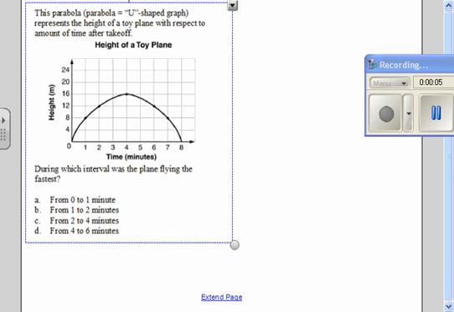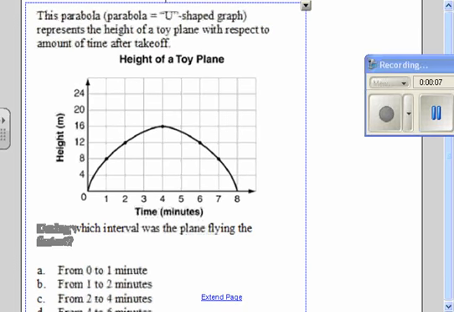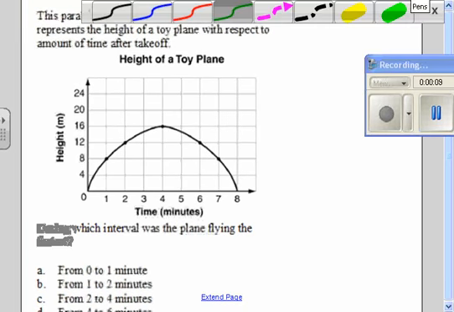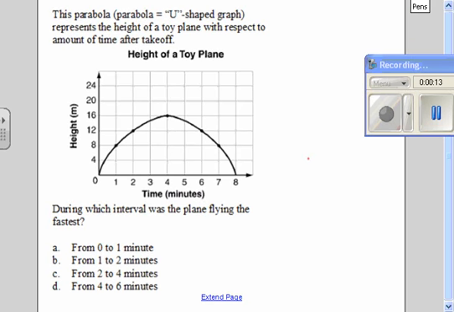Okay, this particular problem talks about a parabola, which is technically 10th grade, but the parabola isn't the important part of the problem. It wants to know the height of the toy plane with respect to the amount of time after takeoff. Okay, and then it wants to know during which interval was the plane flying the fastest.